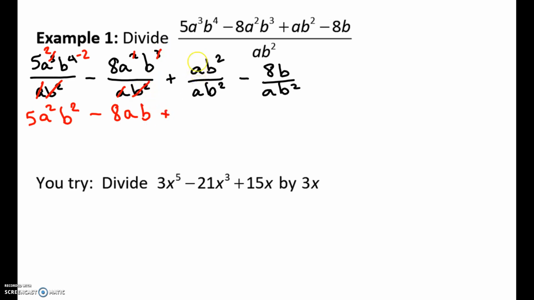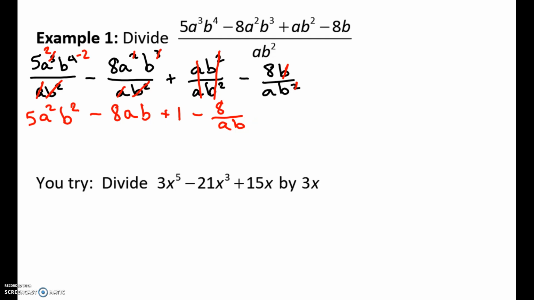Plus, a over a cancels, b squared over b squared cancels, so I'm left with a 1 because I end up with 1 over 1. Minus, here the 8 can't do anything, the a can't do anything, and this b cancels with that b, leaving just a b in the denominator. So that's my final answer: 5a squared b squared minus 8ab plus 1 minus 8 over ab.